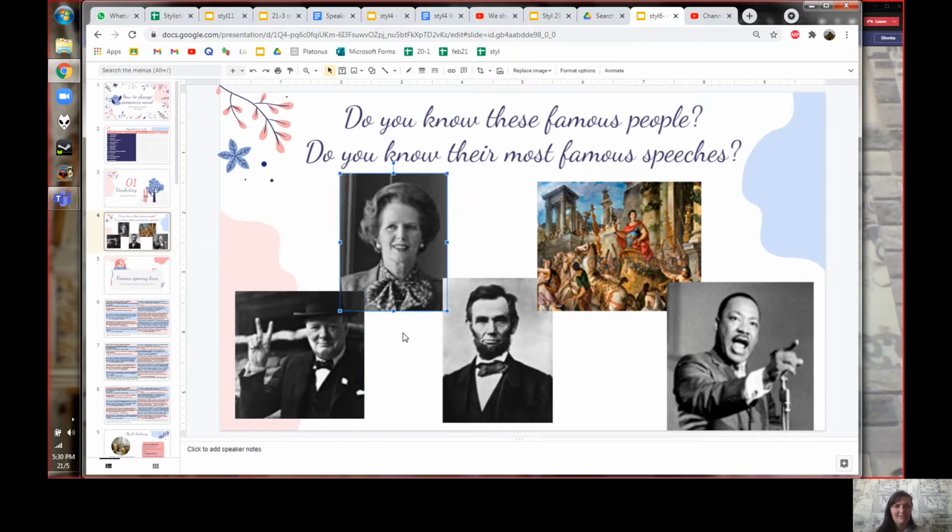The second woman, do you recognize her? She's also one of our prime ministers. Her name is Margaret Thatcher, and she was Prime Minister of Britain in the 70s. What is she most famous for? Well, some of you might have heard about her nickname, which was the Iron Lady. Why was she called the Iron Lady? Because she was really, really tough.